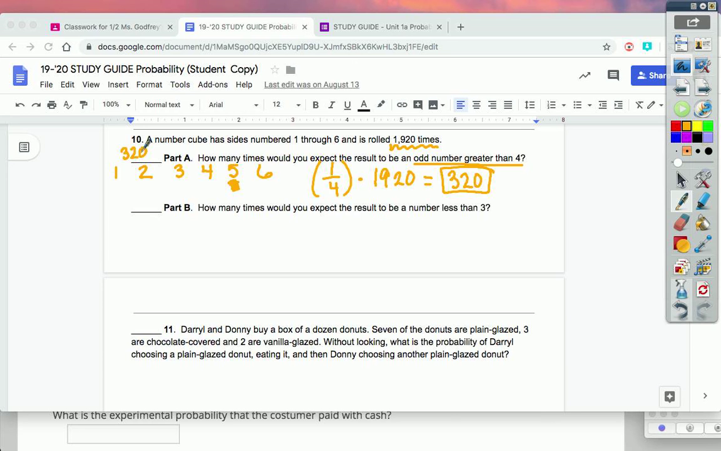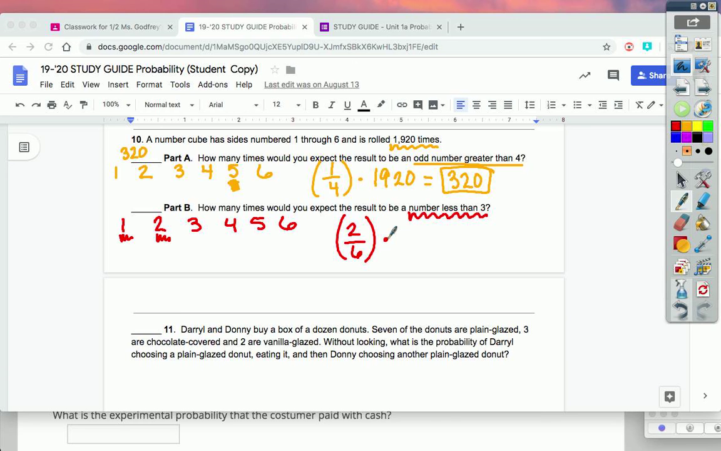Okay? So on the second part, still using the 1,920, they're looking for numbers less than 3. Again, on our number cube, we have 1, 2, 3, 4, 5, and 6. Numbers that are less than 3. We have 2 numbers that are less than 3. So that will be 2 out of 6.